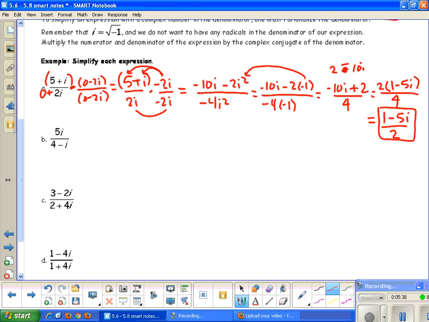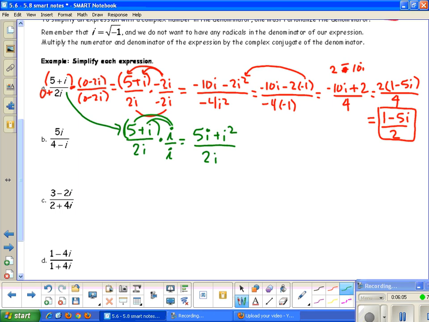And that would be my solution. Another way that I could have solved this problem, if I look here, because it's not a binomial in my denominator, which means there's just one term, so it's a monomial, instead of multiplying it by negative 2i, I can just get rid of that i term by multiplying it by i over i. And when I do that, I would again distribute to each of these. So you get 5i plus i squared over 2i squared.